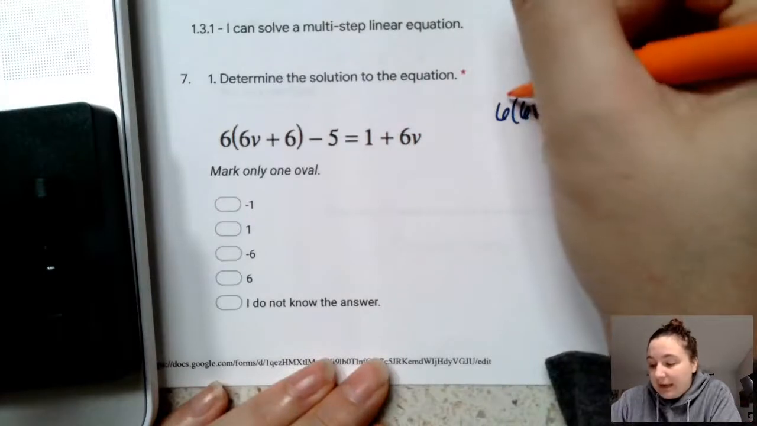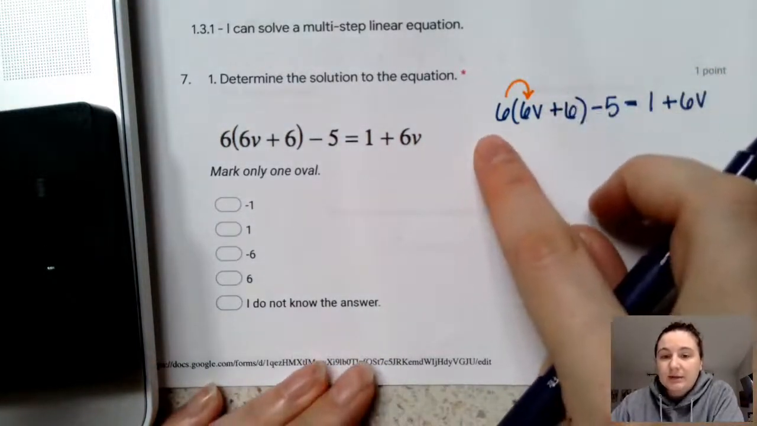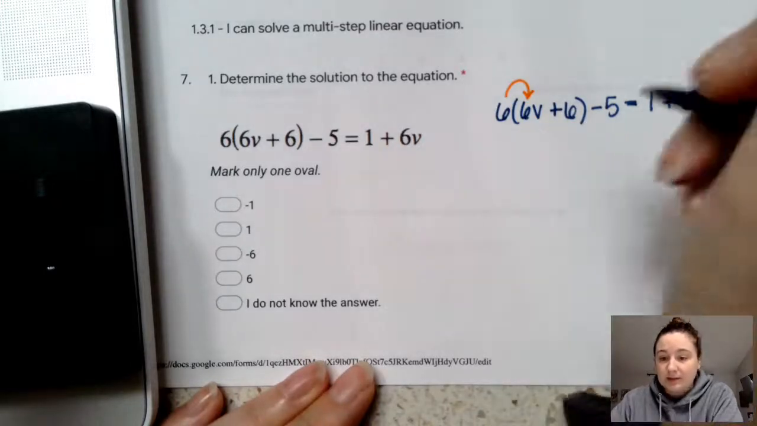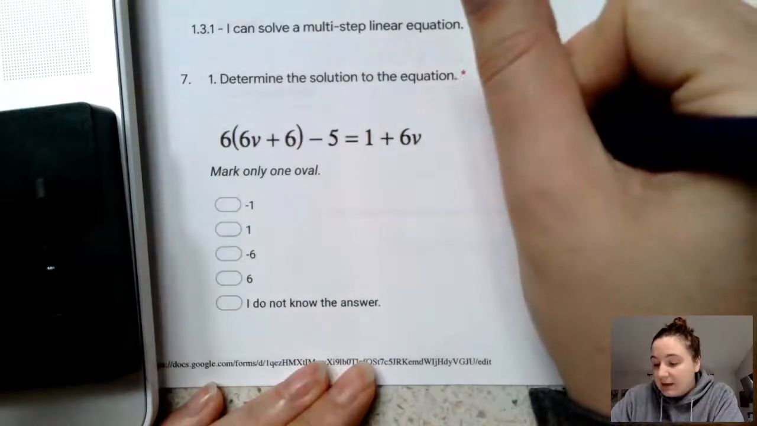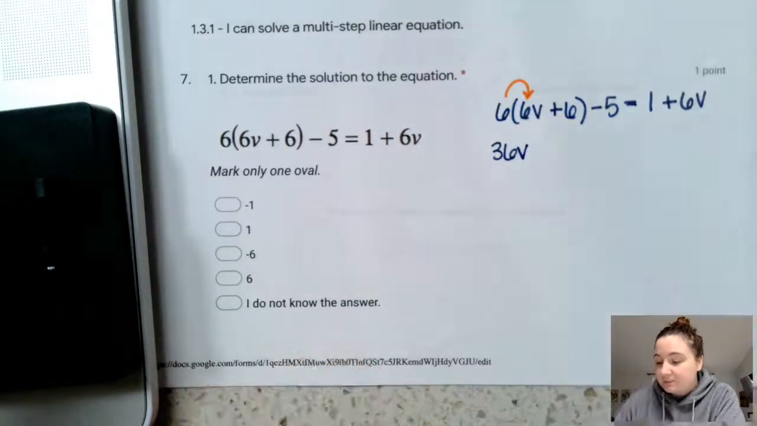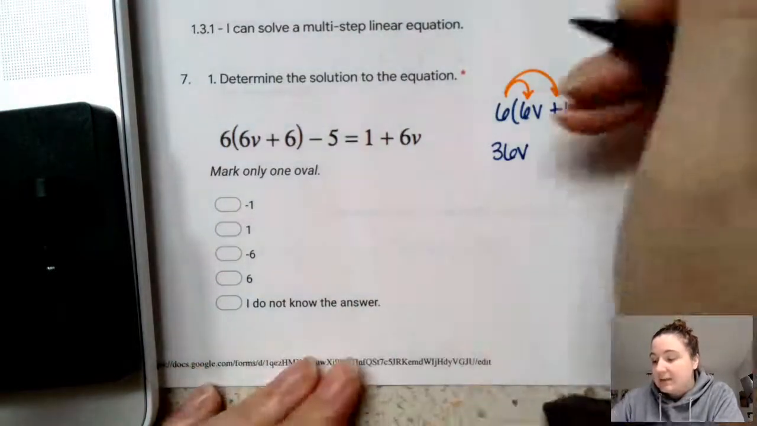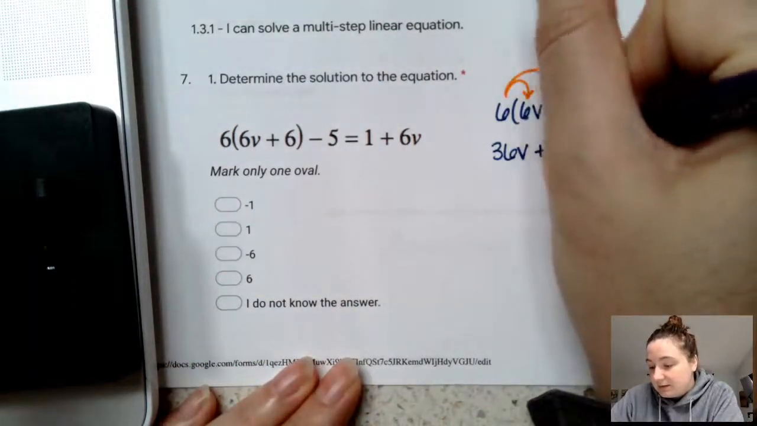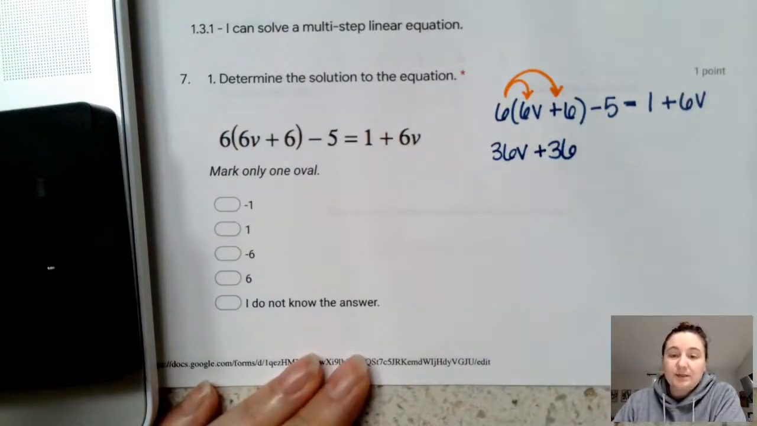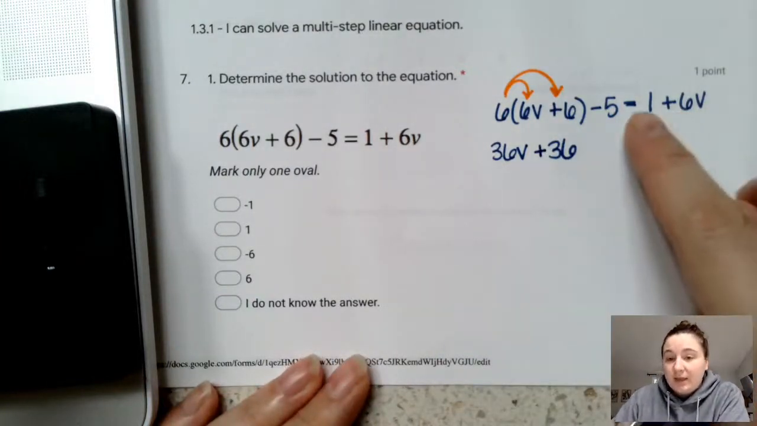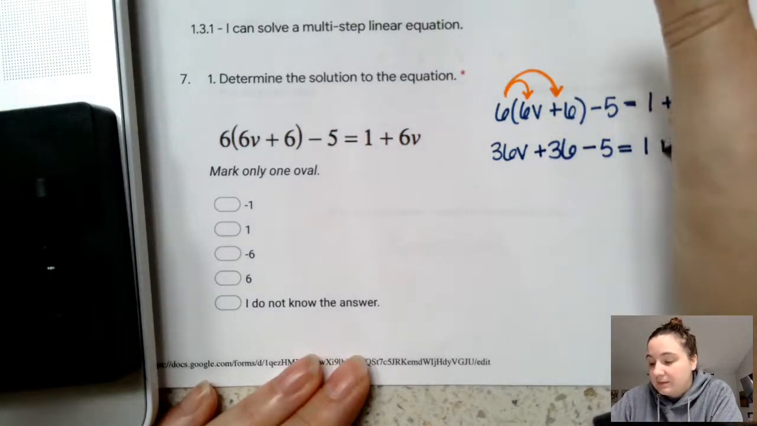So I'm going to do that, and when we use the distributive property, we multiply what is on the outside by every part of what is on the inside. So 6 times 6v gives me 36v. And then again, 6 times 6 gives me 36. And then that's where the parentheses stop, so that's where I'm going to stop with my distribution. And then the rest I didn't touch, so I'm just going to bring down everything else.